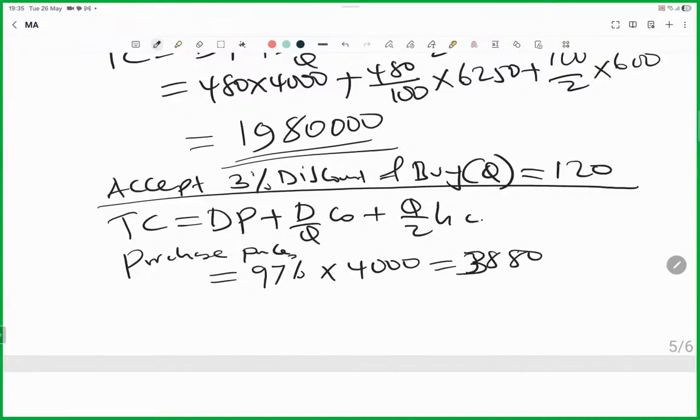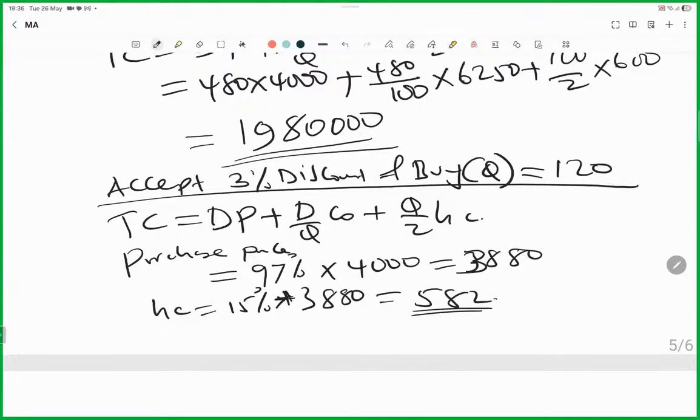If the purchase price changes, what else changes? Holding cost will change, because we know that our holding cost of 15% is 15% of the price. It gave you what figure here? 582. Now I'm in a very good position of getting the total cost.